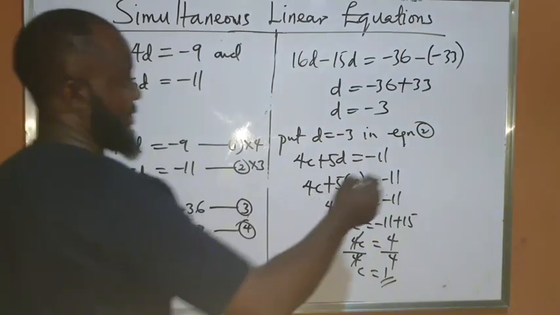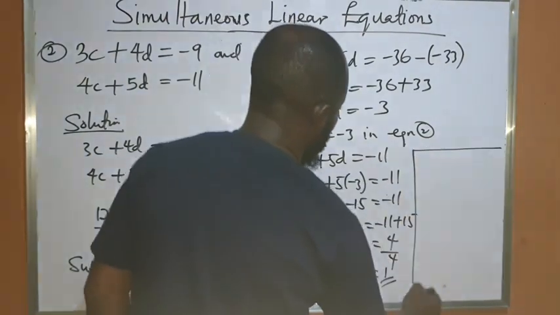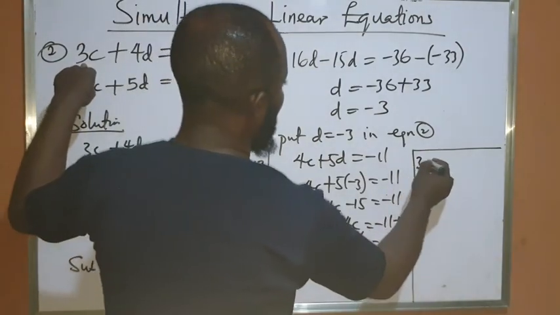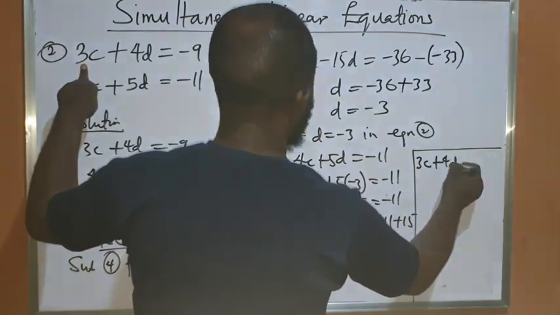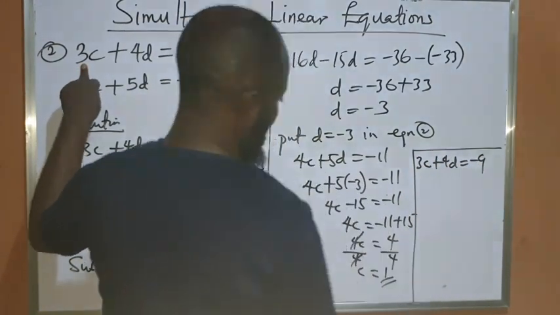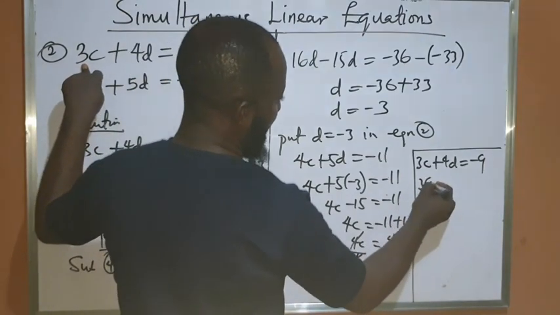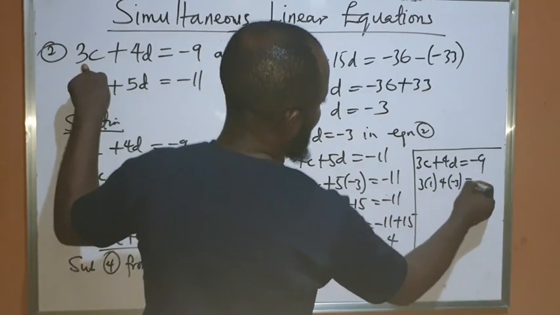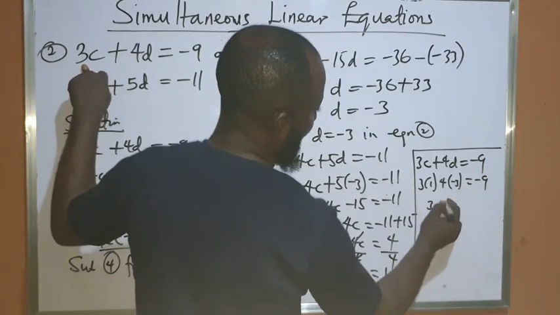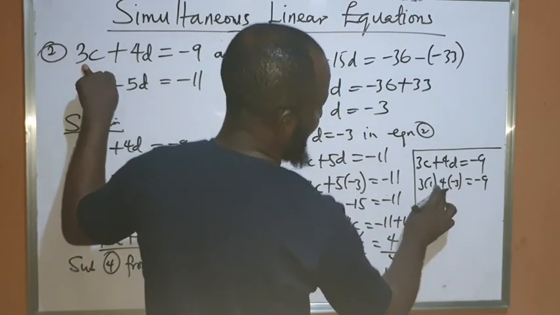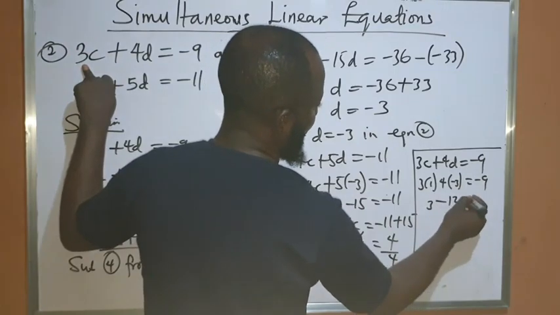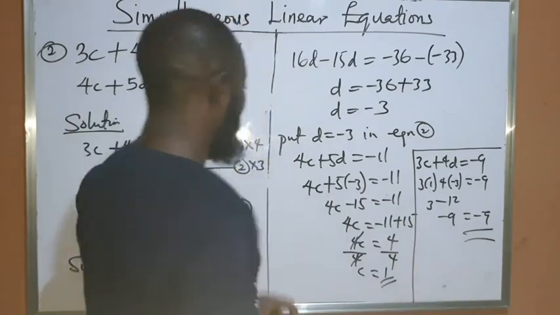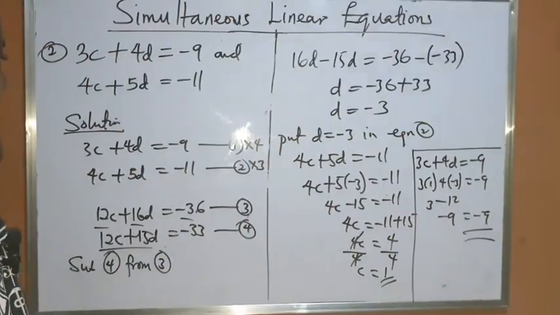So we can as well check. Let's check if we are correct or not. Let's make use of 3c plus 4d equals minus 9. So c, that is 3 times 1, then 4d, that is 4 times minus 3, equals minus 9. So this is 3 minus what? 4 times minus 3, that's minus 12. So what we have here is going to be minus 9, is equal to what? Minus 9. This is correct. So which means our answer is very correct. I hope that is very clear.